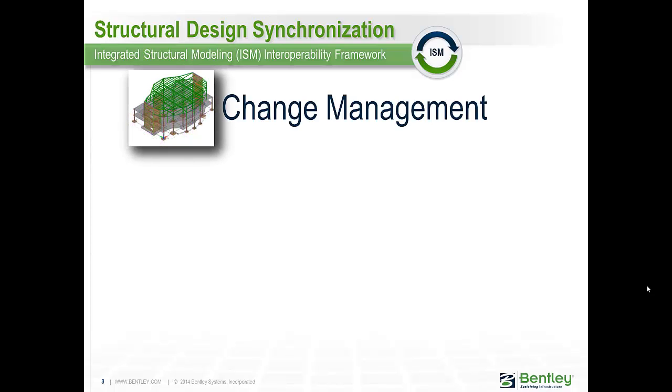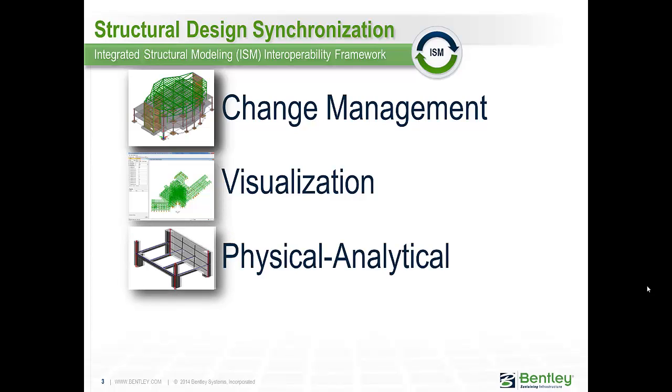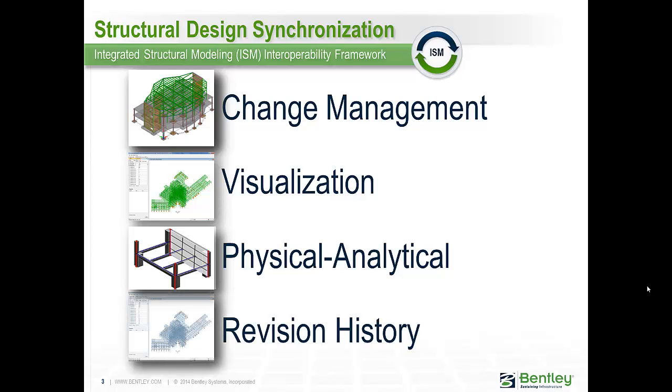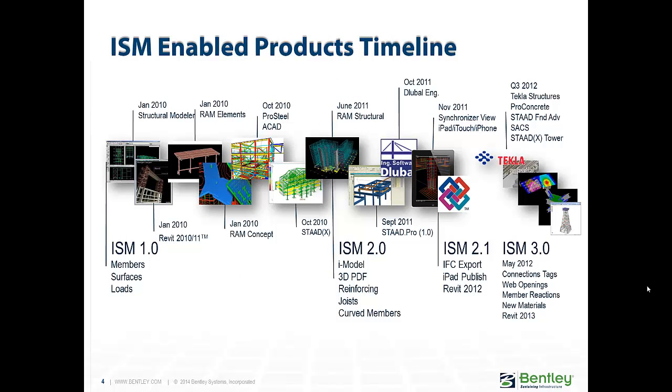What ISM can do: ISM allows you change management, so you can see what has been changed and you can manage those changes. You can visually see your model and all the information in it. It transfers both analytical and physical models, and it allows for revision history so you can see and control your model. Looking at the ISM enabled products timeline, you can see that we have come a long way, and this software is being constantly developed and we are adding new features to it.